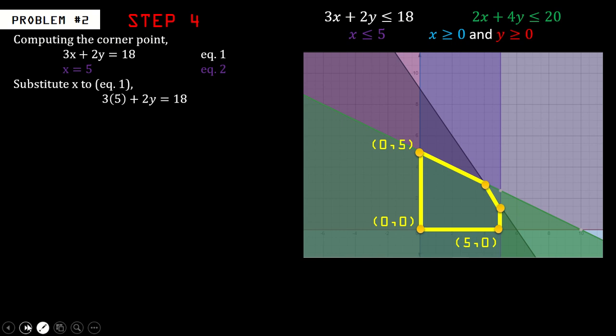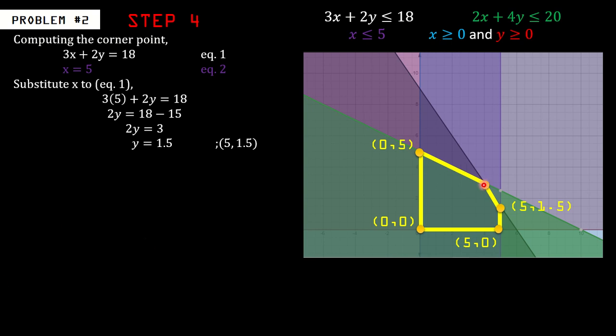So 3 times 5 plus 2y is equal to 18. And 3 times 5 is 15. Then, by the addition property of equality, or just transposing, minus 15. So 2y is equal to 18 minus 15, and 18 minus 15 is 3. Dividing both sides by 2, we have 1.5 or 3 halves. So the ordered pair here is 5 comma 1.5.